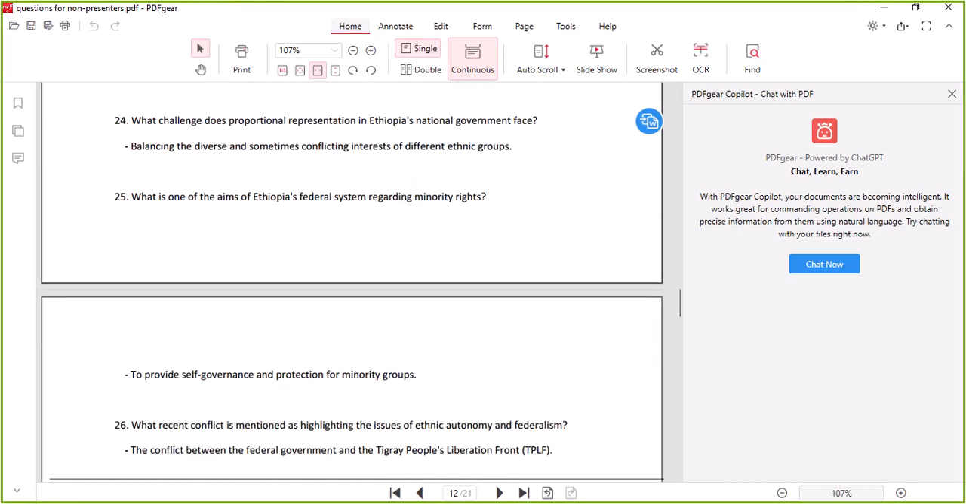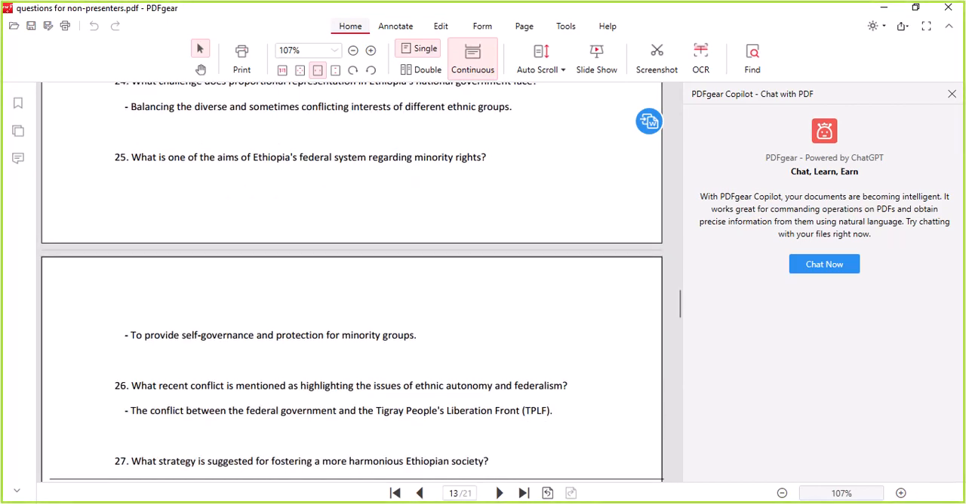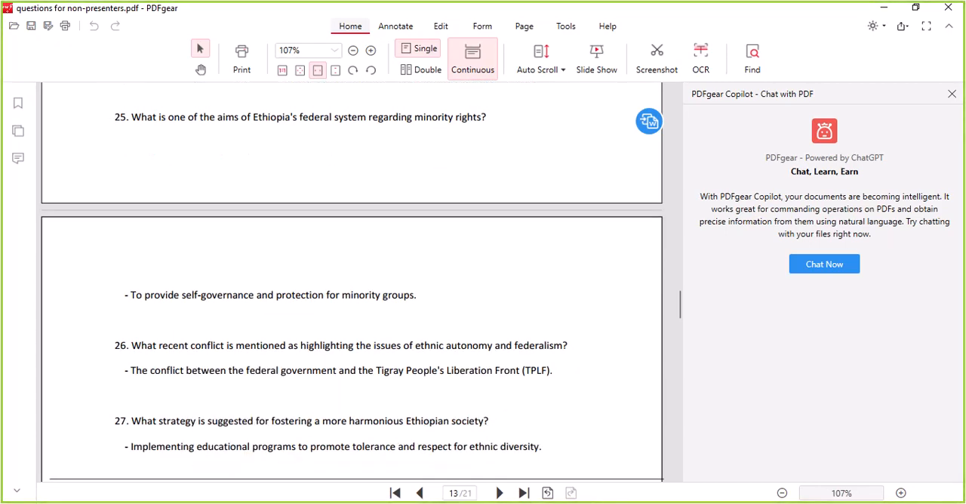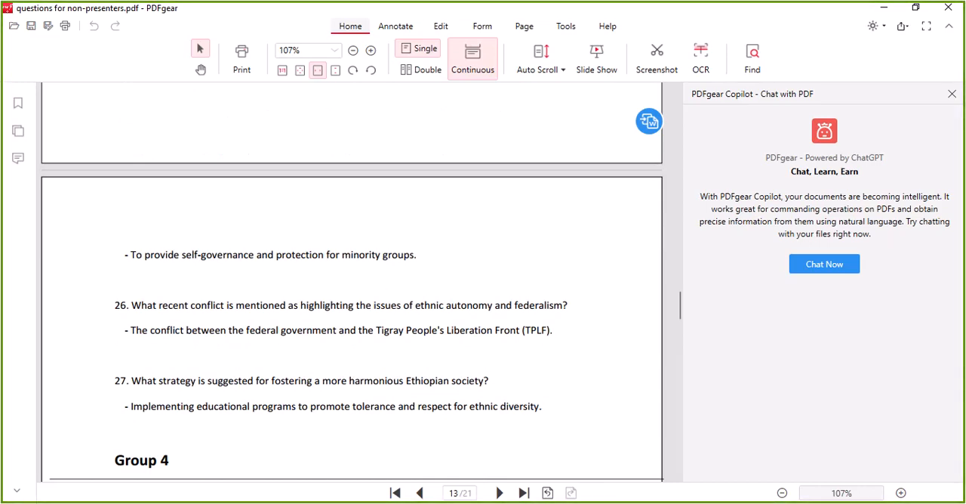President Kapada, the first question is what recent conflict is mentioned in the presentation as emphasizing the issue of ethnic autonomy in federalism? Resource conflict, political marginalization, and historic conflict. Between which regions? Oromo and maybe Sidama, Tigray and Amhara. Sidama and Oromo.